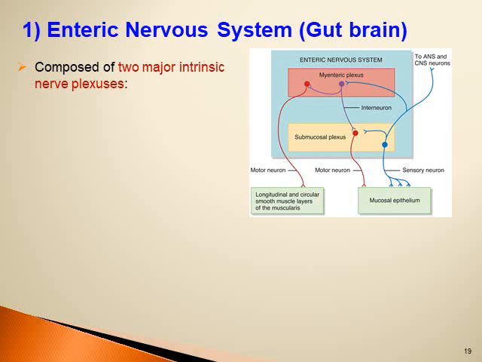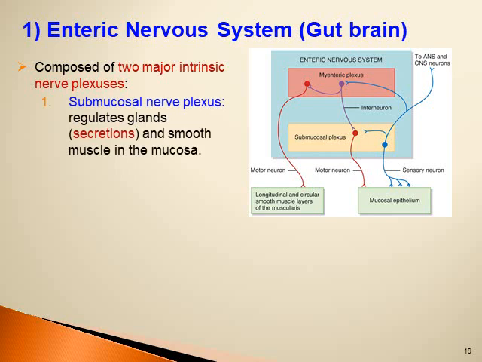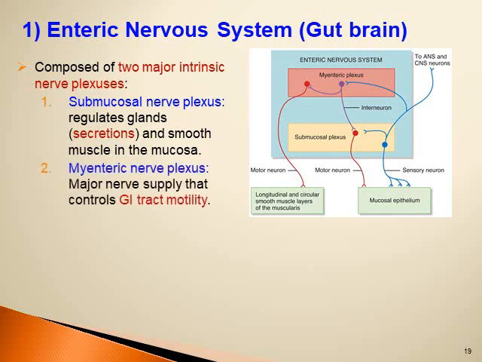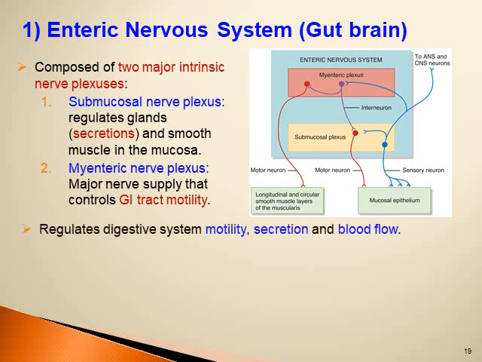is to control secretion. Submucosal nerve plexus regulates glands secretion and smooth muscles in the mucosa, the muscularis mucosa, the very thin layer of smooth muscles present in the mucosa. The myenteric plexus is the major nerve supply that controls the GIT motility. The enteric nervous system regulates digestive system motility, secretion, and blood flow.